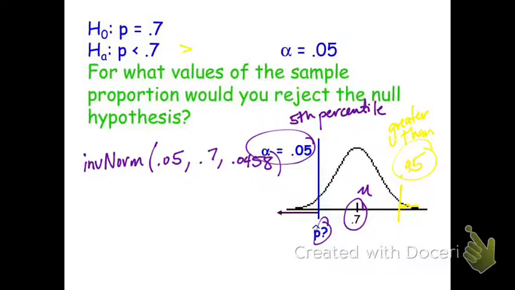What about if it's not equal to? You do either one. But if it's a not equal to test and I still had 0.05 as my alpha, then I would go to the 0.025 percentile, so the 2.5th percentile.